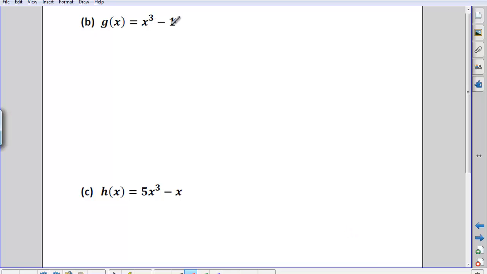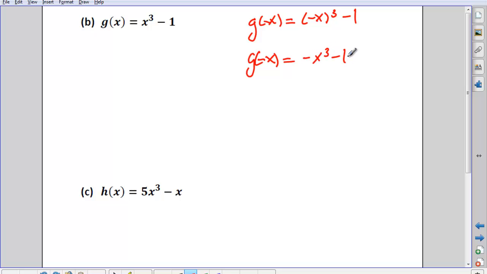Okay, next one, x cubed minus 1, g of x here. Let's look at g of negative x, see what that is. That would be negative x cubed minus 1. If you cube a negative x, that comes out negative, right? Negative times negative times negative. So we get negative x cubed minus 1. Now comparing these two again, are those the same? Well, no, because this is negative, this is positive, so they're not the same. So they're not even. This function's not even.